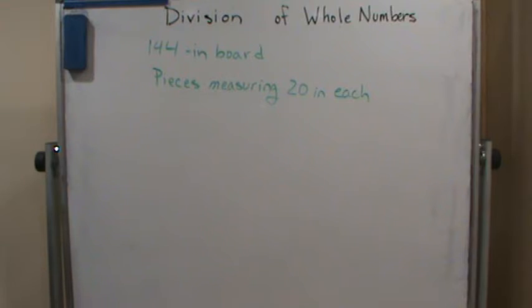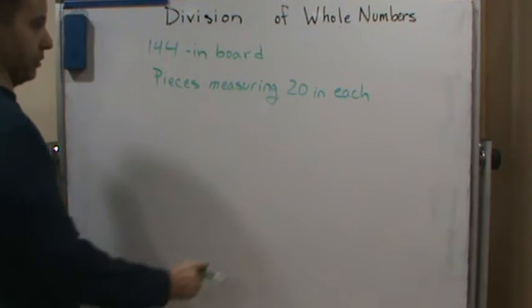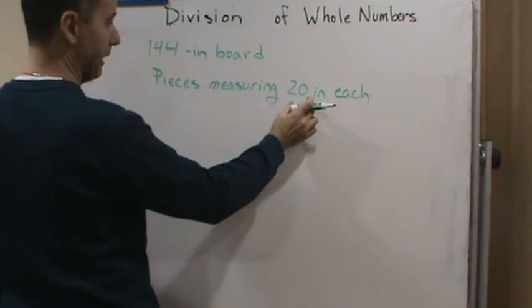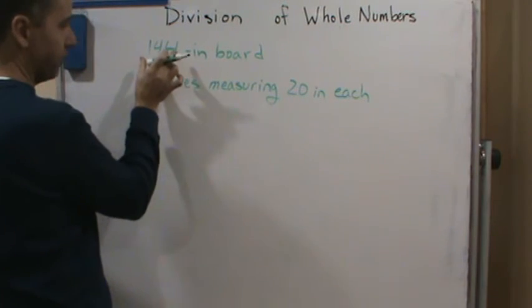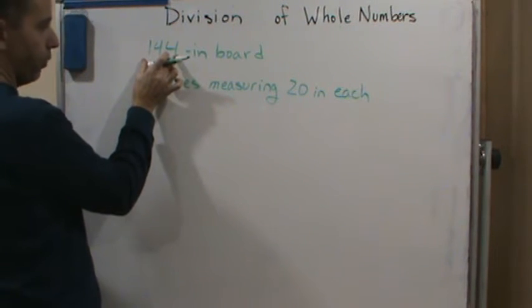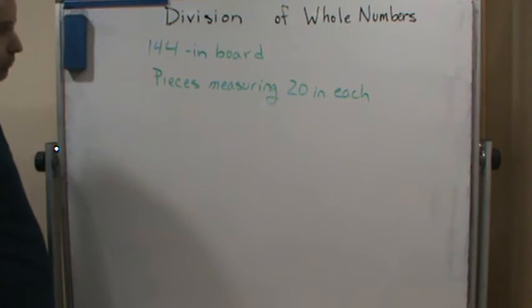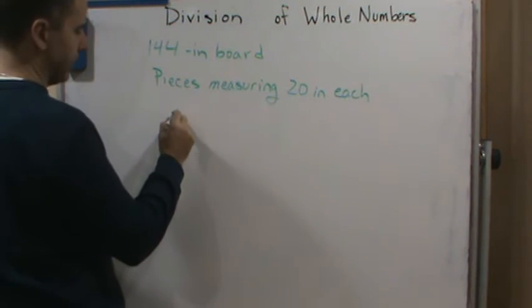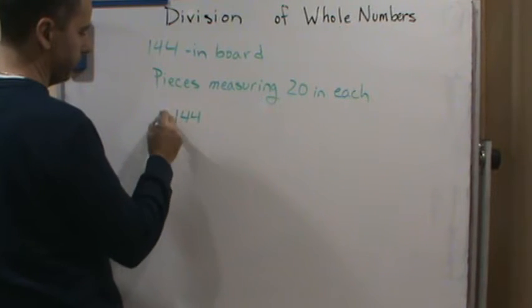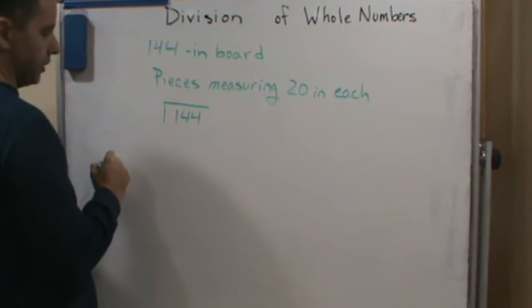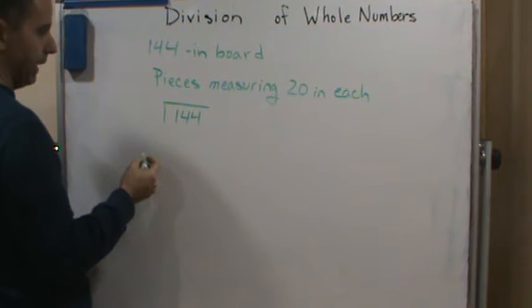Well, this is a division problem, right? Because I need to find out how many pieces. So I need to break this 144 up into groups of 20. So I'm going to take 144 inches and divide it by 20 inches.